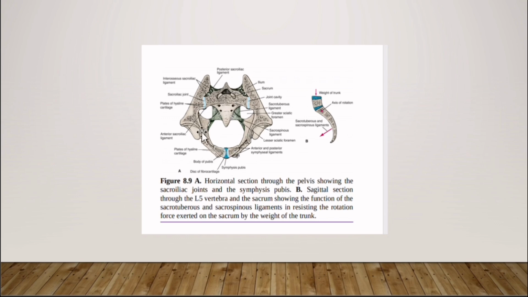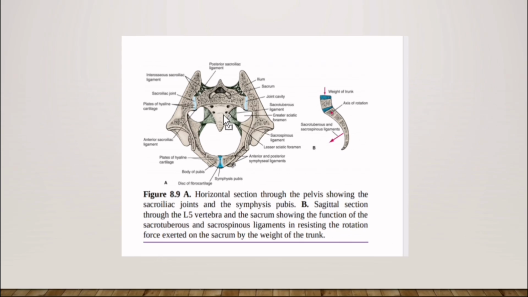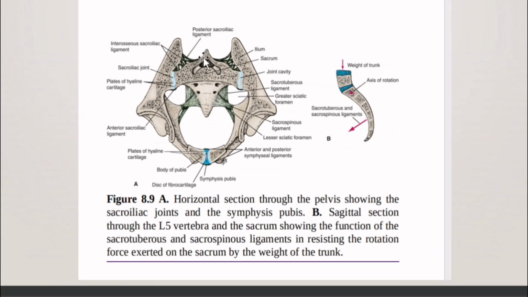I think I talked about some of the joints, but also another important thing are the ligaments. Let me just zoom in. So we talked about the sacrospinous ligaments and sacrotuberous ligaments. These ones convert the greater sciatic notch and lesser sciatic notch into a greater sciatic foramen and lesser sciatic foramen, which is very important.